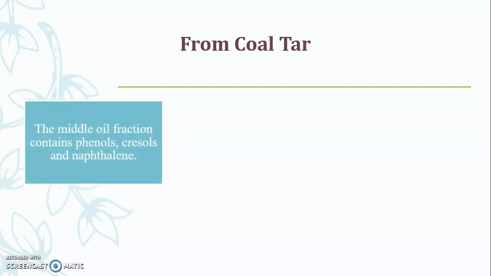Now we know the meaning of coal tar. Coal tar is a byproduct that is obtained from the steel industry. Carbonization of the coal tar gives different oil fractions: the light oil fraction, where we have prepared benzene from, and also the middle oil fraction and the heavy oil fraction. This middle oil fraction consists of phenols, cresols and naphthalene.